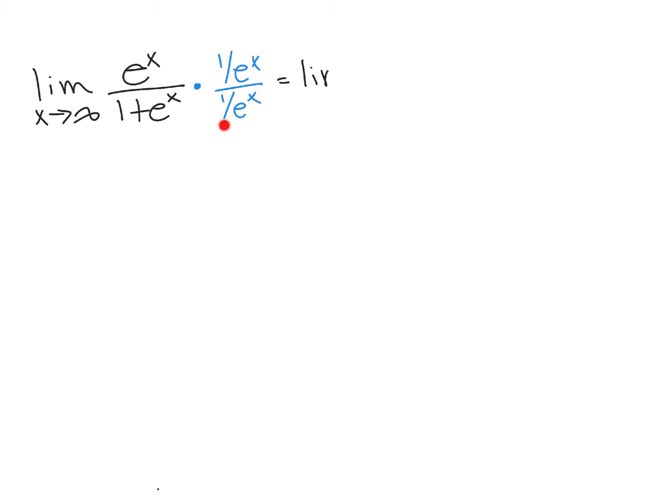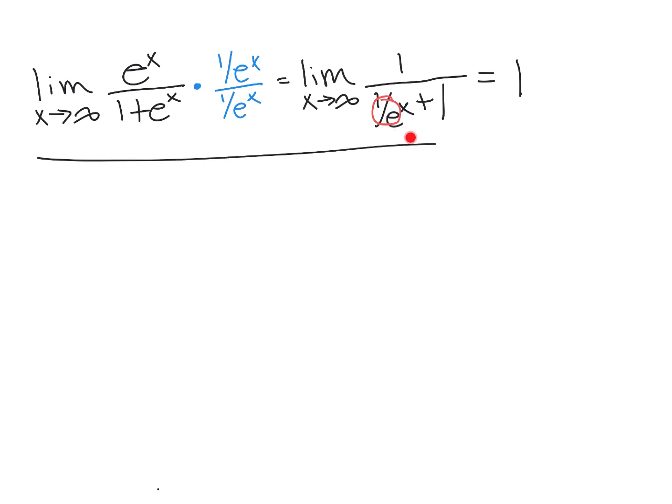So if I multiply by 1 over e to the x, top and bottom, notice that I'm multiplying by 1, so I'm not changing the value of anything. I'm just changing the form of it. I get 1 over e to the x here and a 1 on the top and in this spot. Take the limit as x goes to infinity. Well, 1 over e to the infinity is just 0, and I end up with a 1. Now try this one.